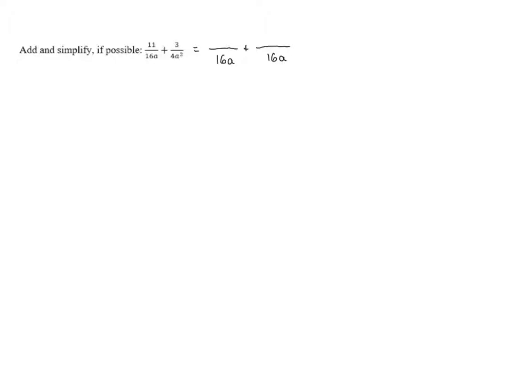In this case, the first problem works out. 16a gets multiplied by 1 to become 16a, so we can multiply the top by 1 as well. But if we look at the other denominator, 4a squared, we can't multiply 4a squared by anything nice to get 16a, because we start off with an a squared and we end up with an a. So we need to modify the denominator again to take this into account, and in this case we're going to turn it into an a squared.